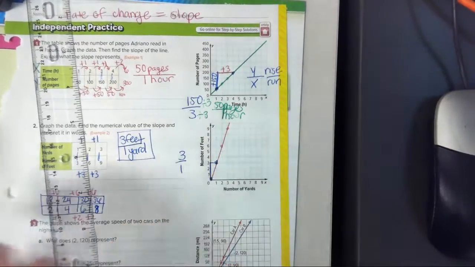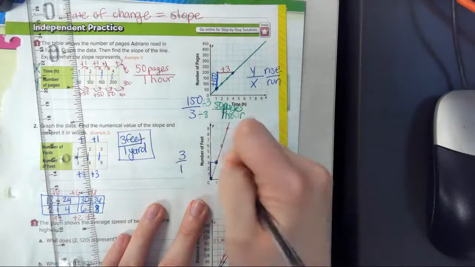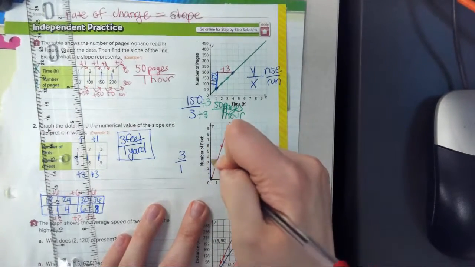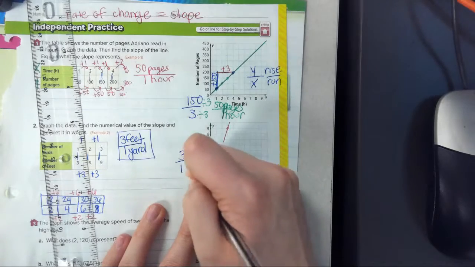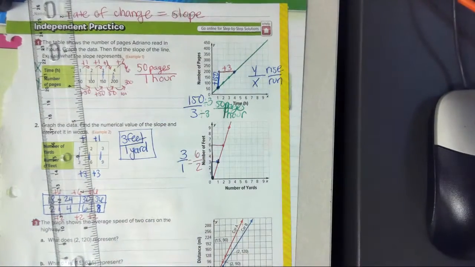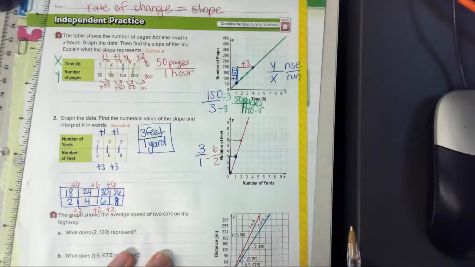Maybe you picked this one and that one. Well, there I would rise 6 and go over 2. 6 over 2, that's still equal to 3 over 1. So it doesn't matter which 2 points that you pick. And that's the basics of this lesson.